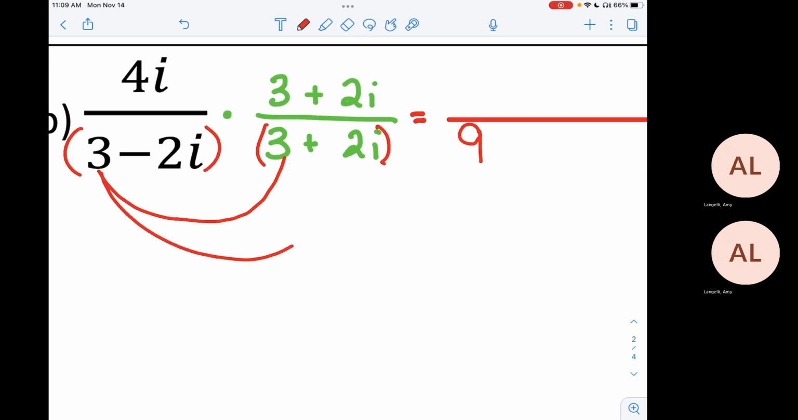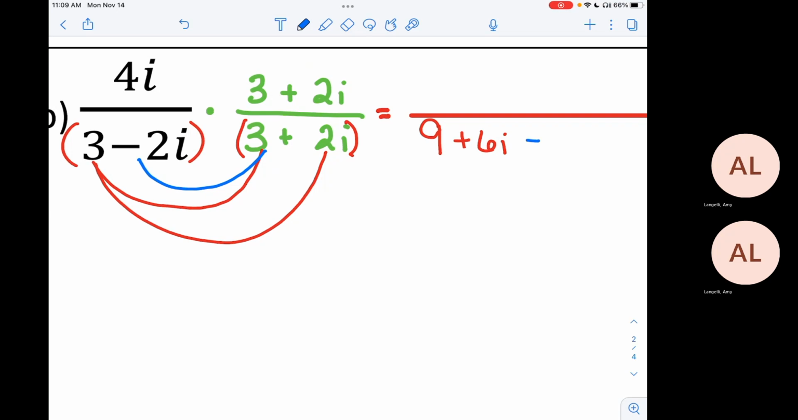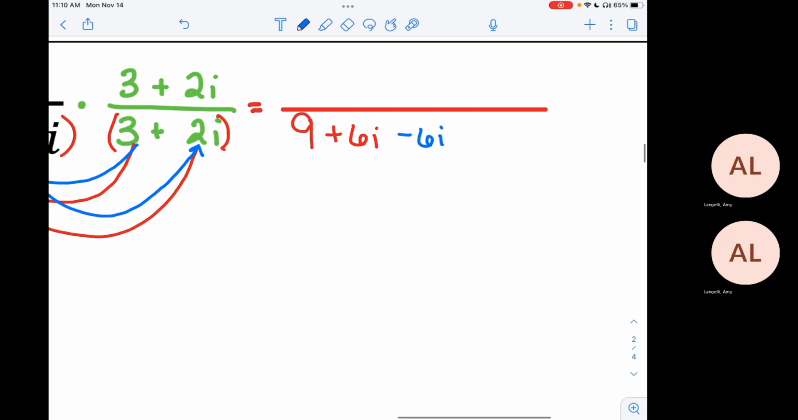3 times 2i makes. I'm going to change colors because sometimes it gets confusing down there. Negative 2i times 3. Negative 2i times positive 2i. Good. If you do that slowly, you'll probably be okay.